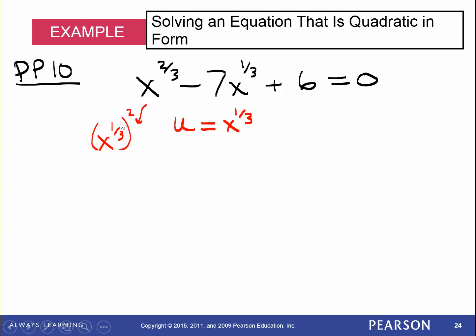Remember how we multiply exponents? So if u is actually x to the 1/3, doesn't that make sense that now this is technically just u squared, minus 7u, where u is that x to the 1/3, plus 6 equals 0. Can we factor that down? Yeah. Now it's degree 2, then degree 1, then your constant term.